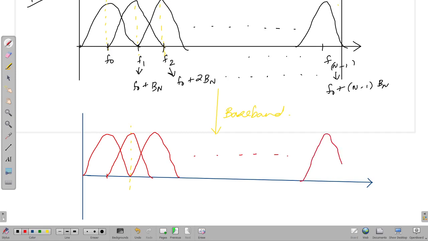You have subcarriers like that, just like before. Only thing is now it is baseband OFDM. We have brought things to baseband, or I haven't reached OFDM yet. So let me just say baseband multicarrier modulation.